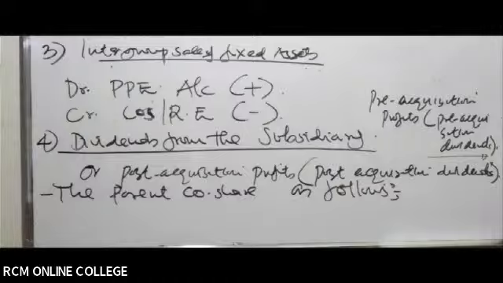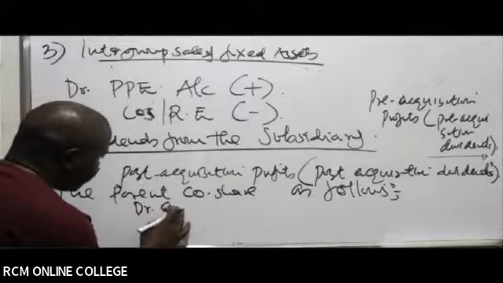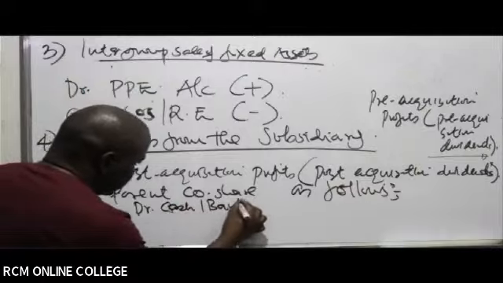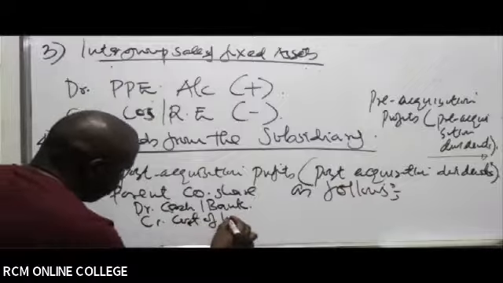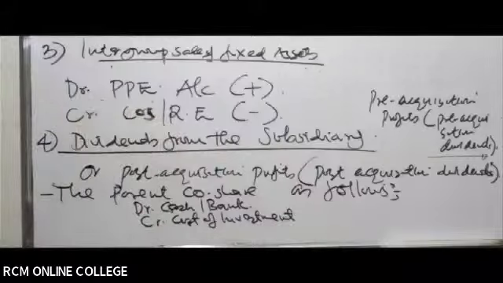So this is what will happen. If the parent had some share in what we call the pre-acquisition dividends, you'll debit cash, or in this case bank, because this will be paid in cash. Then you credit the cost of investment. So these are the entries you'll pass.